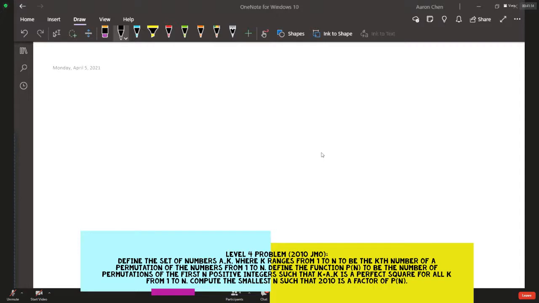For this problem, the statement was: define the set of the numbers a_k, where k is from 1 to n, to be a permutation of the numbers from 1 through n. Then we define P(n) to be the number of permutations of the first n positive integers such that k times a_k is a perfect square. We want to find the smallest n such that 2010 divides P(n). So that's the problem.